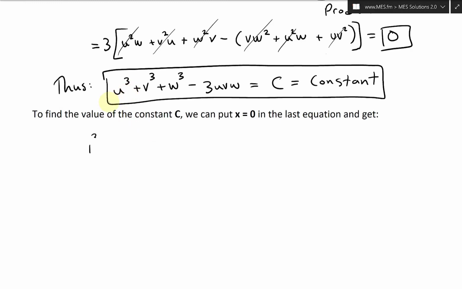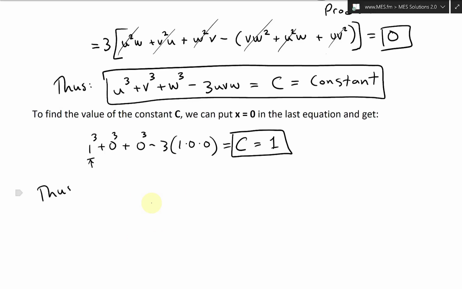So we'll have 1 cubed plus 0 for v plus 0 for w. Just for completeness, 0 to the power of 3, and then minus 3 times 1 times 0 times 0. In other words, we get, and this is all equal to c, all this vanishes but 1. So this is all we get. c equals 1, and 1 cubed is just 1.